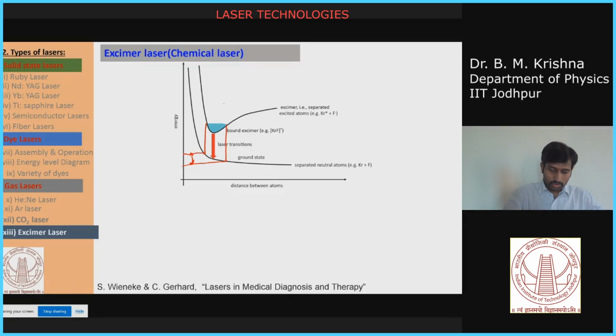However, if you pump more, so that you can have more Excimers, you can create a broad wavelength range. You can create broader wavelengths depending upon how you pump to higher energy levels. So this is about your Excimer laser.